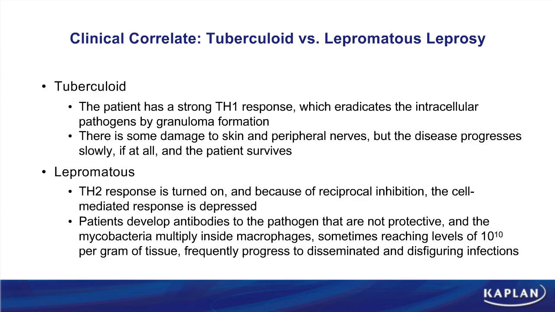Now, with lepromatous, you will get a low level of antibody production, but this is not going to be protective. So again, these individuals have a much more severe presentation than those with tuberculoid, and it is only individuals with lepromatous leprosy that are infectious to other humans.